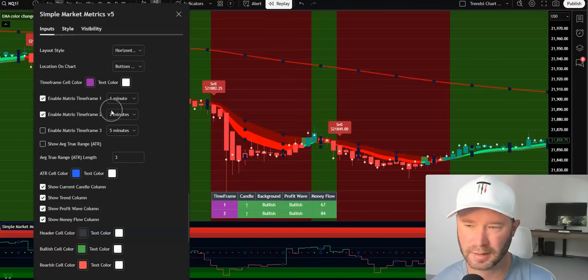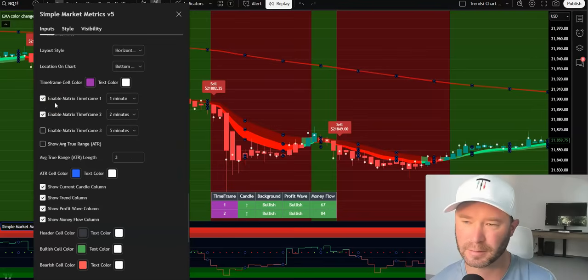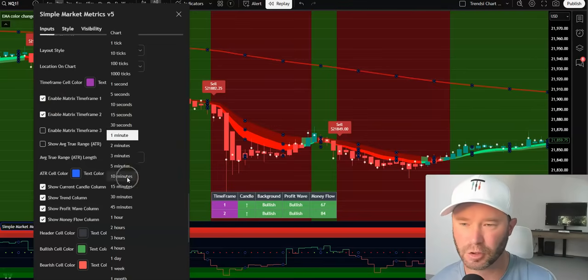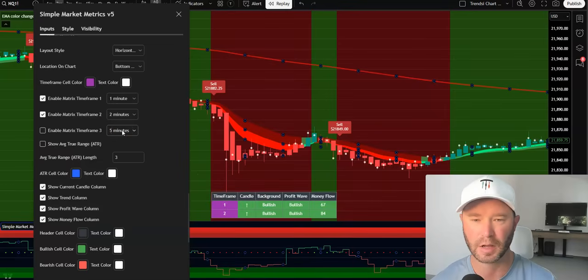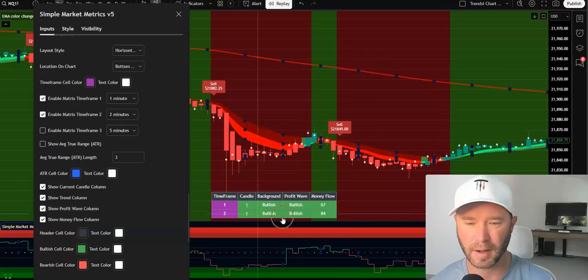So what are we actually looking at here? You could enable up to 3 different time frames. And this is customizable. You can choose whatever time frames you want, literally on all of these. So I have the 1 minute, 2 minute, and I usually have the 5 minute down here. Since I only trade the 1 and 2 minute time frames, I only have the 1 and 2 minute populated.